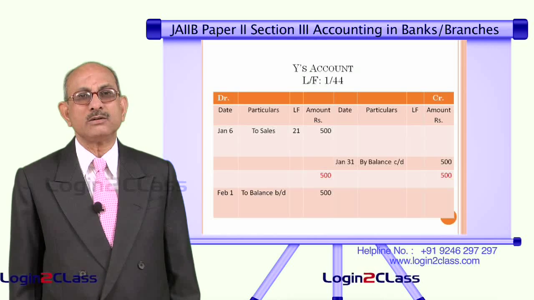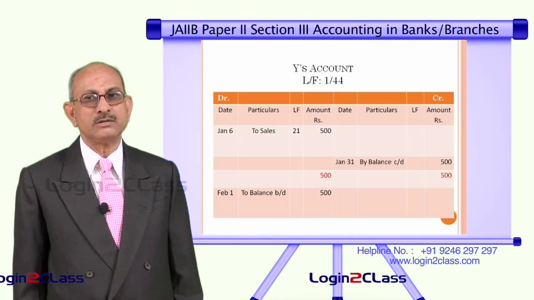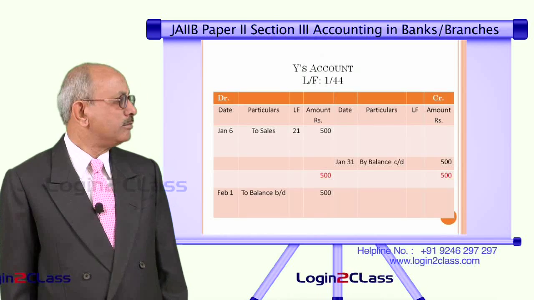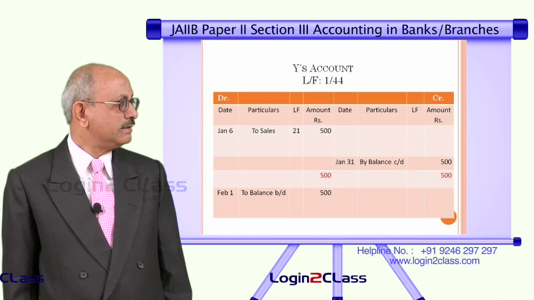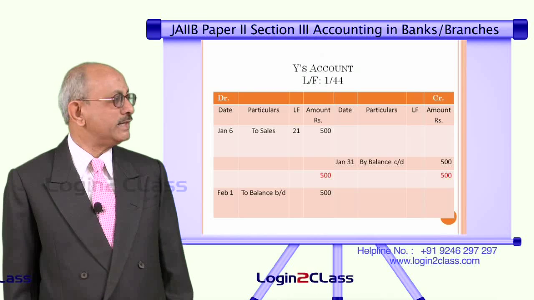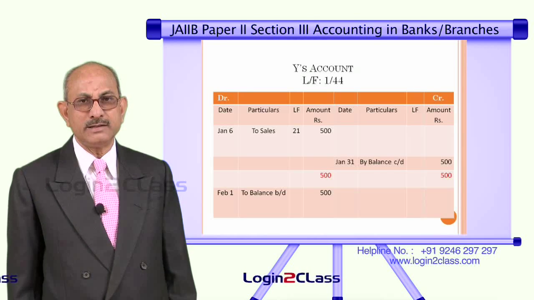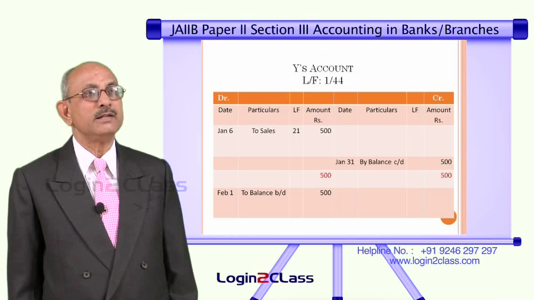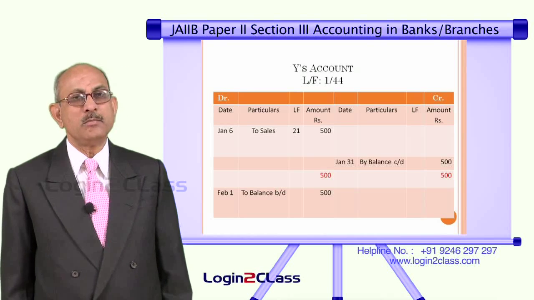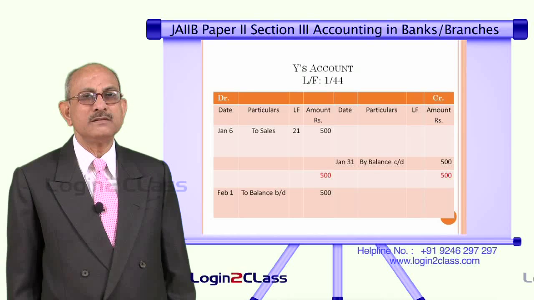Coming back to Y's account, again this is a personal account, so the balances need to be brought down. So here there is only one entry on the debit side, so put the compensating entry on the credit side so as to balance both of it by writing balance carried down, and in the beginning of the next period it is shown as balance brought down as 500 rupees.